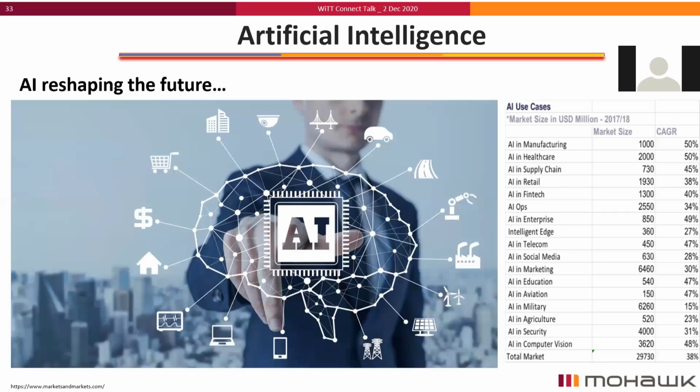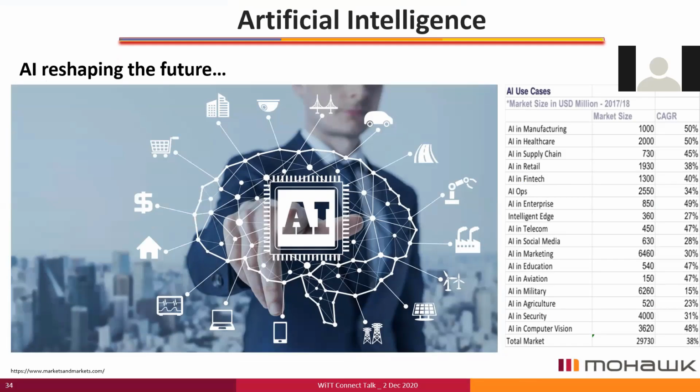So how is AI going to go forward? AI is going to be reshaping the future, is what this market news is saying. It's going into every area, in manufacturing and healthcare, and it gives a percentage on every area where it is going to revolutionize. And I'm sure we know by now that it is everywhere, and that is how it's going forward.